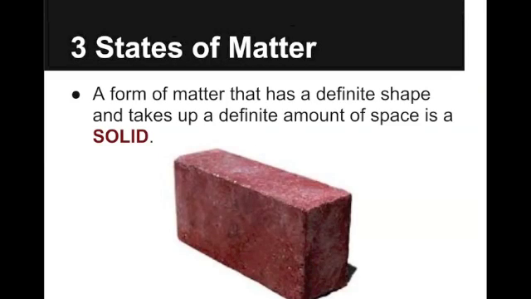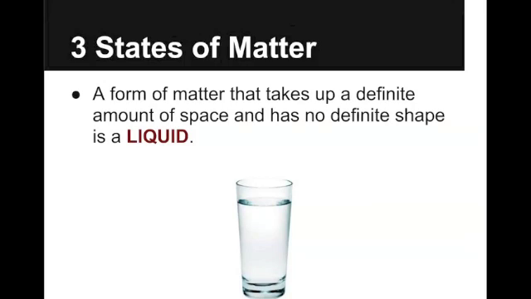When we talk about matter, we talk about it in three different states. The first of them is a solid. A solid is a form of matter that has a definite shape and takes up a definite amount of space. Its particles are packed really tightly. Examples would be a brick, a textbook, a tabletop. Those are solids.